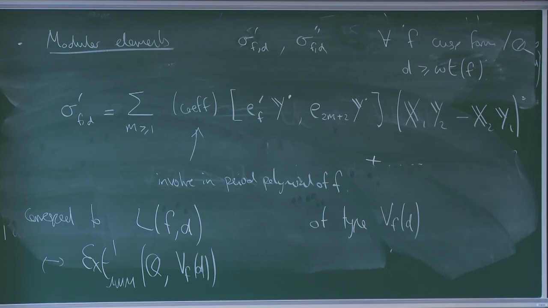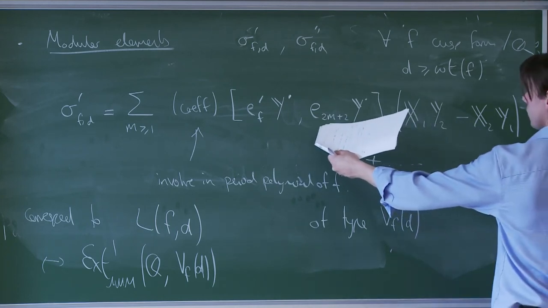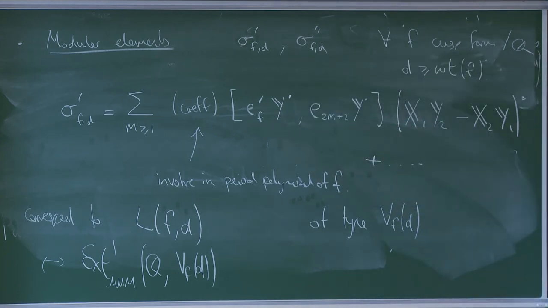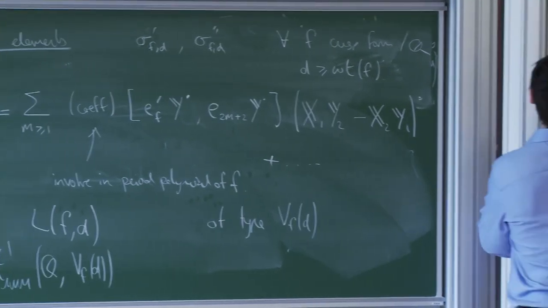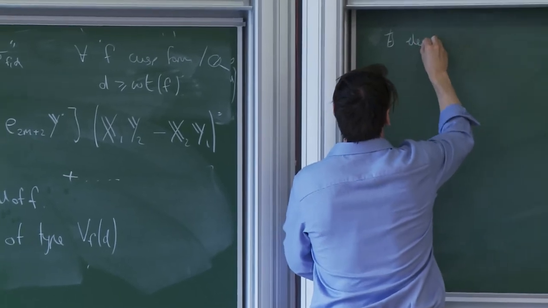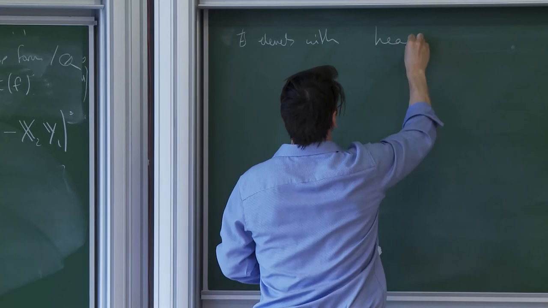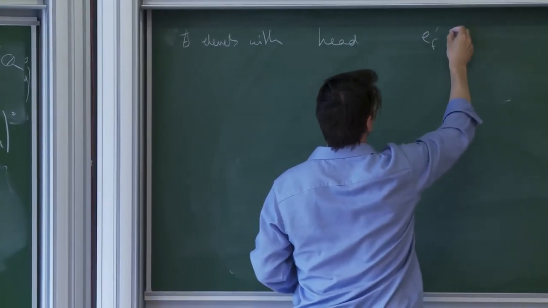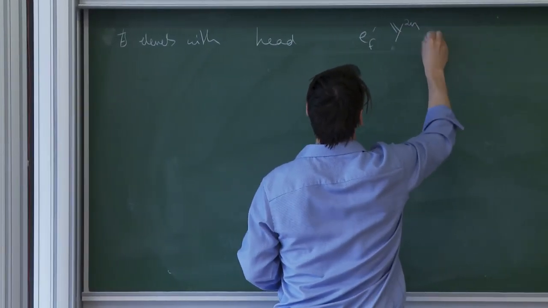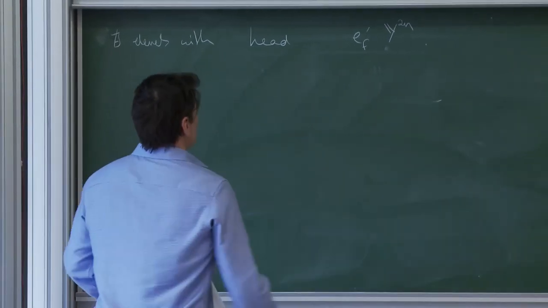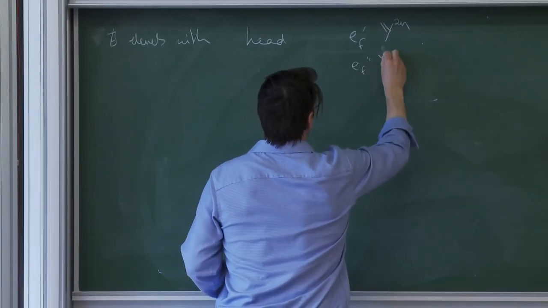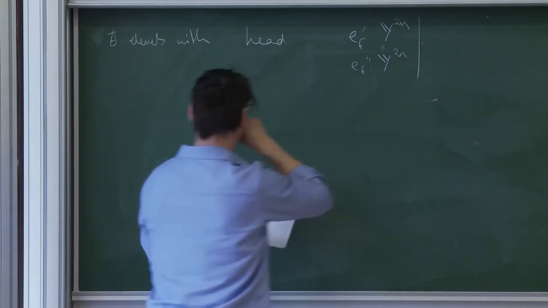So there are no possible motivic elements that have just a cusp form as their geometric head. They do not exist. So there do not exist elements with a geometric head of the form EF prime or double prime y to the 2n. And that has a lot of important consequences, but I'll skip that.